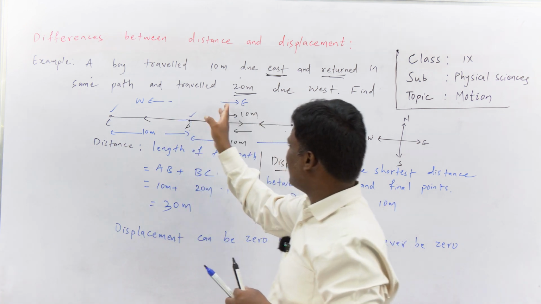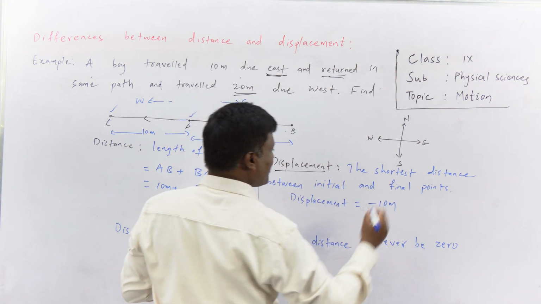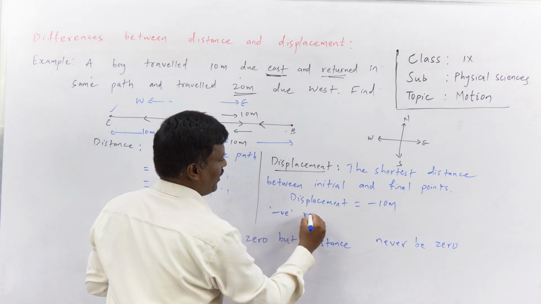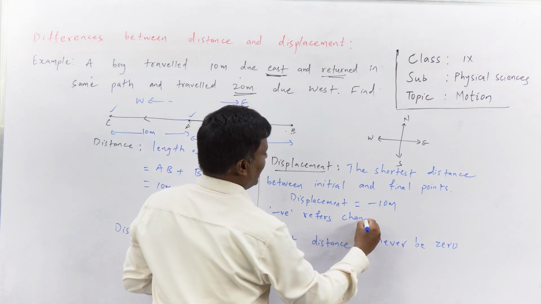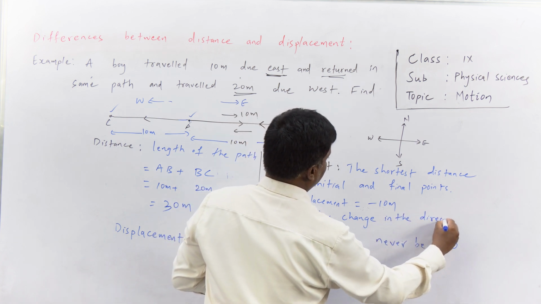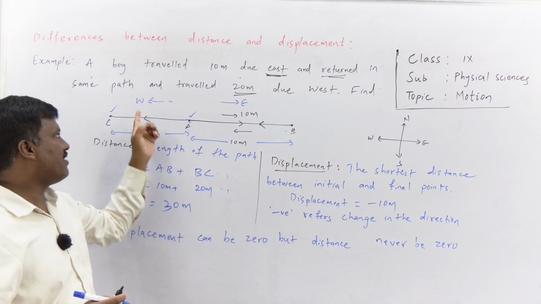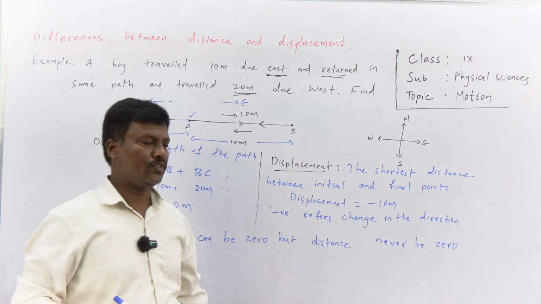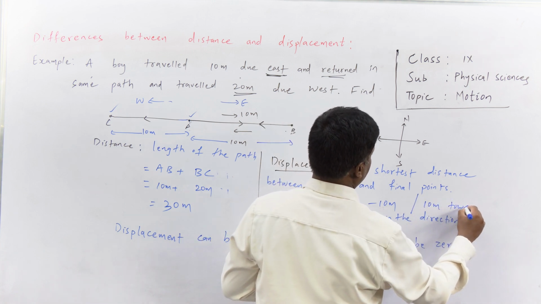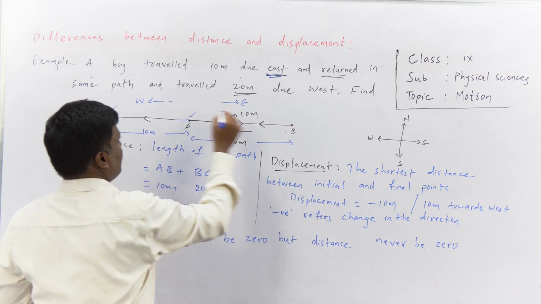But what is the initial direction? East. Final direction? West. So that is why I will take minus 10 meters. What does this minus refer to? This negative sign refers to change in the direction. Original direction is east, but finally the direction is reversed. That is why we have to take minus 10. Or you can write it this way also: 10 meters towards west. What is the first direction? East, but finally the direction is reversed.